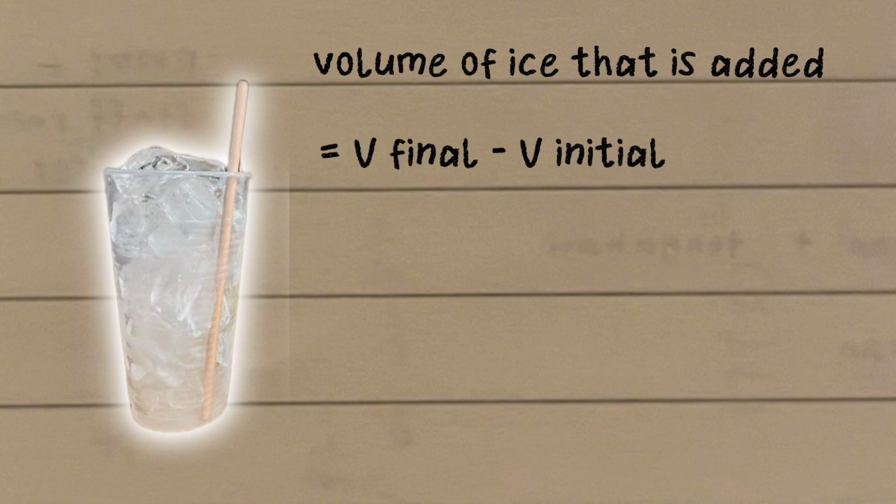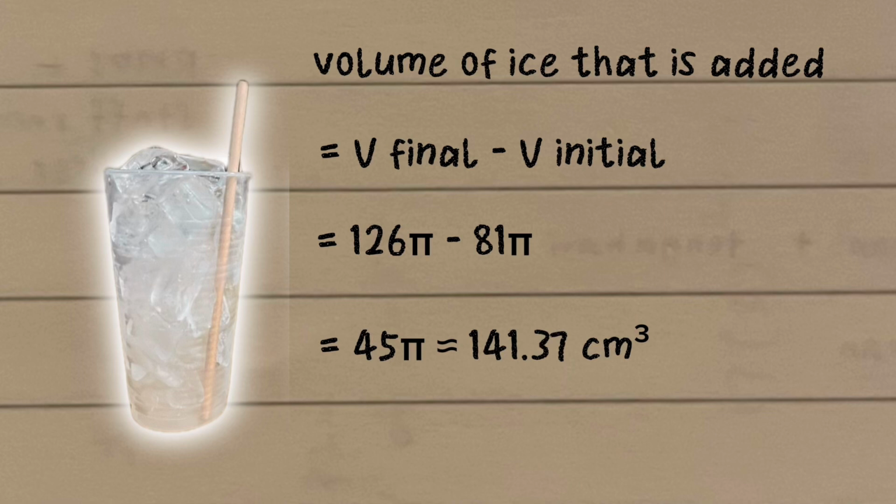So, we can finally determine the volume of ice that is added by subtracting the initial volume from the final volume. So 126 pi minus 81 pi, we get 45 pi, which is approximately equal to 141.37 cm cubed.